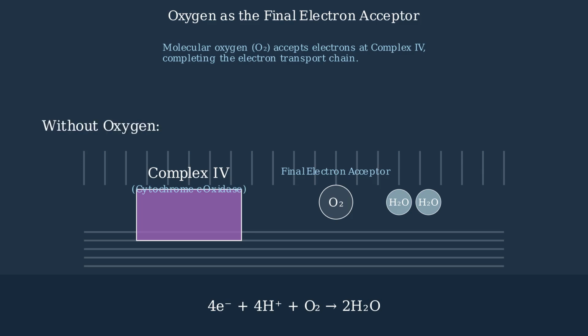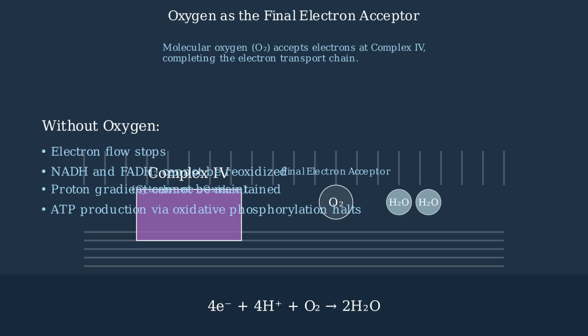Without oxygen as the final electron acceptor, the entire electron transport chain would cease to function properly. Electron flow would stop, preventing NADH and FADH2 from being reoxidized. The proton gradient could not be maintained, and ATP production via oxidative phosphorylation would halt. This is why oxygen is absolutely essential for aerobic respiration and efficient energy production in the cell.